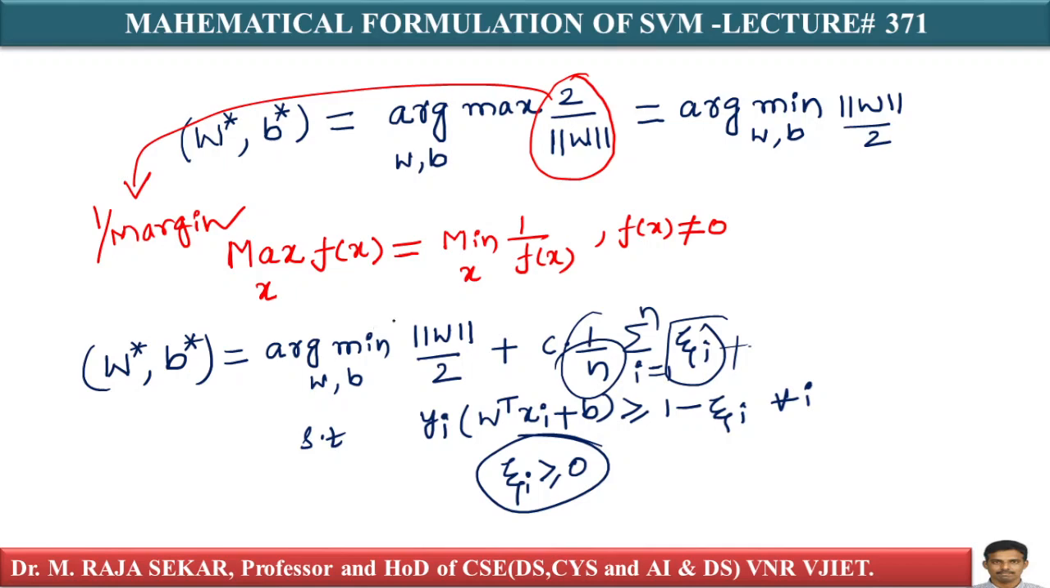Sometimes you can remove 1 by n. It is the average distance of misclassified points, isn't it? This is the average distance of misclassified points. For all correctly classified points, ji equals 0. So it is the average distance of misclassified points from the correct hyperplanes.